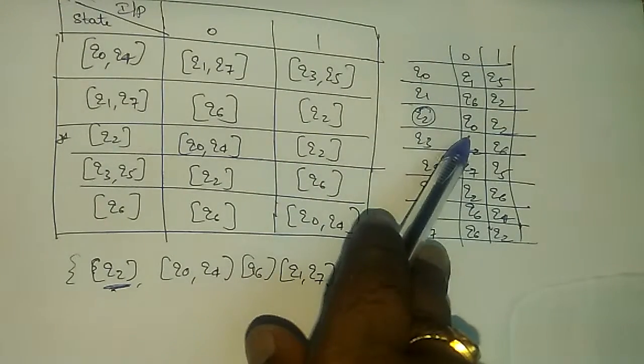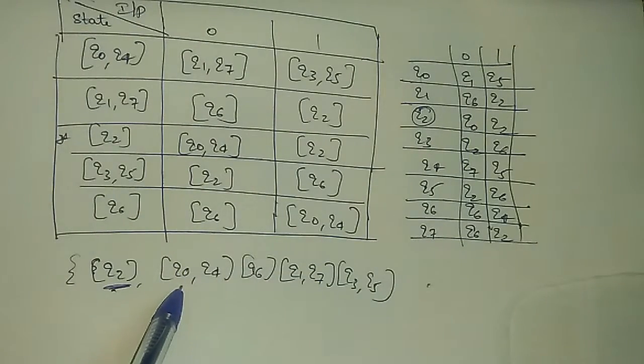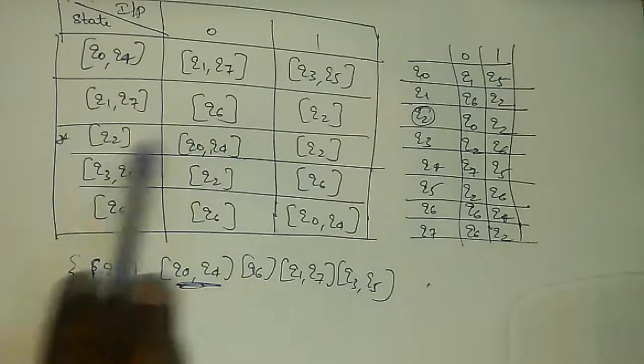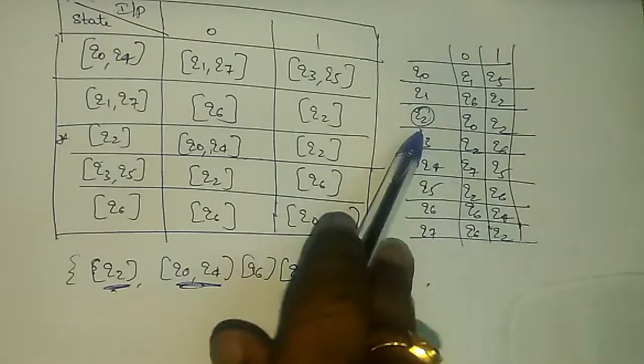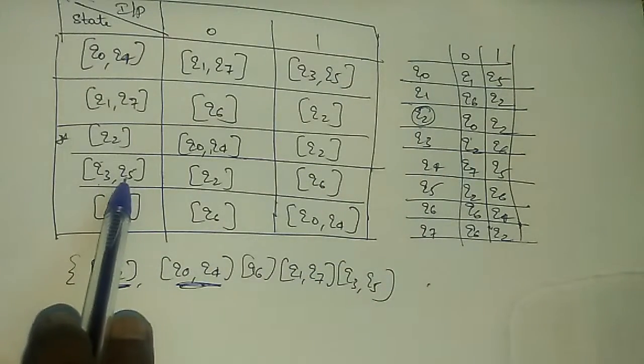Next, Q2 on 0. So Q2 on 0 is Q0, right? But I don't have a single set Q0. So Q0 is associated with Q4. So Q0, Q4. Next, Q2 on 1 is Q2. So Q2 is single, right? So I got Q2.